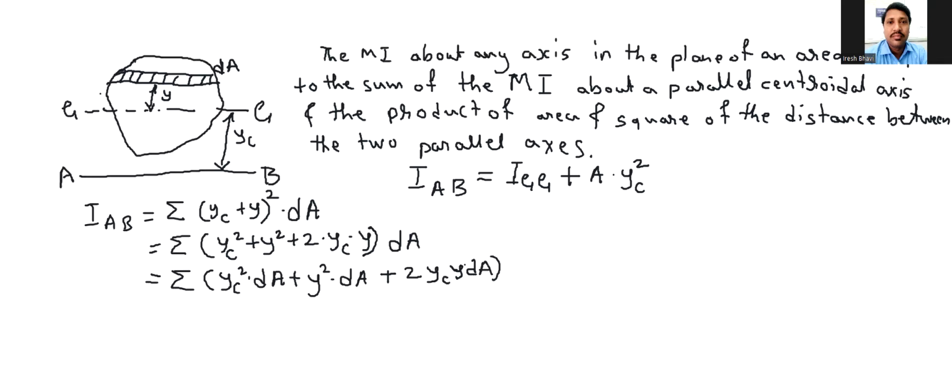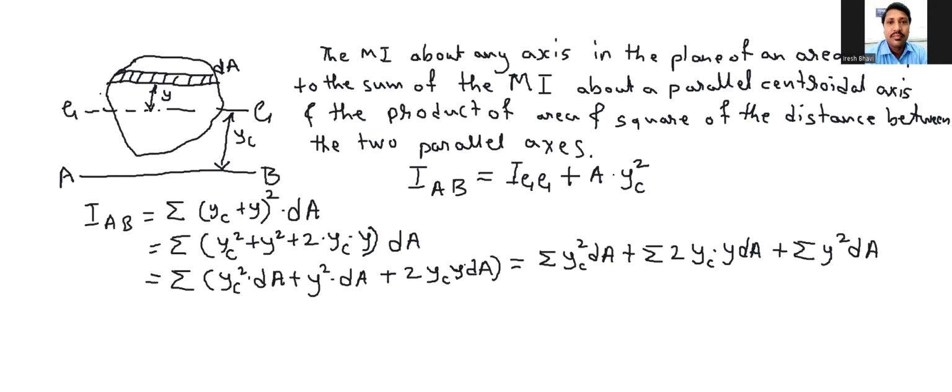Okay. Now, if we take it individually, it will become summation of Yc square dA, plus summation of, let us take the second term, that is 2 times Yc into Y into dA, plus summation of Y square into dA.